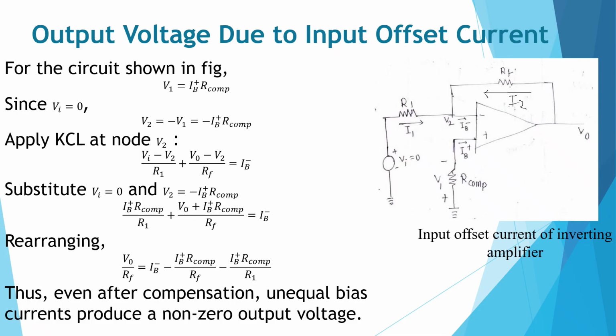After rearranging the equation, the output voltage expression becomes V0 by RF equal to IB minus minus IB plus RComp by RF minus IB plus RComp by R1. This shows that even with bias current compensation, the difference between the two bias currents still produces an output voltage. This unwanted output is due to the input offset current.